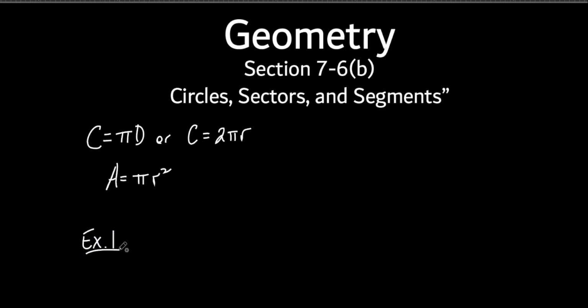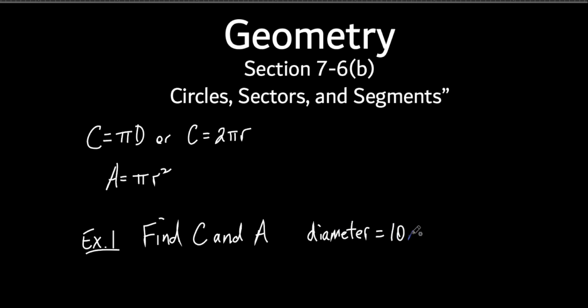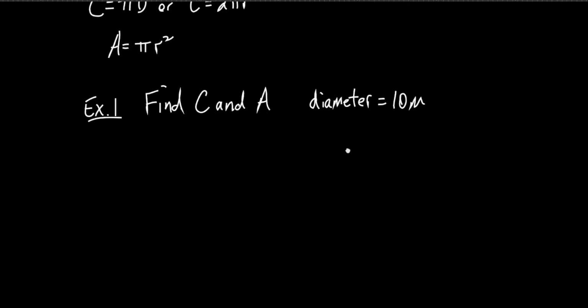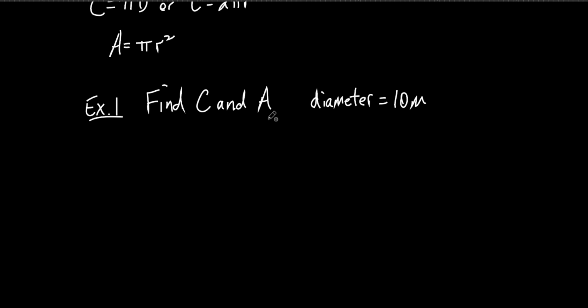Let's do an example using this. So this is example 1. It says find the circumference and the area. So find C and A of a circle whose diameter is 10 meters. Okay, so that's all they tell you. They tell you it's a circle, and they tell you the diameter is 10 meters, and you have to find the circumference, and you got to find the area.